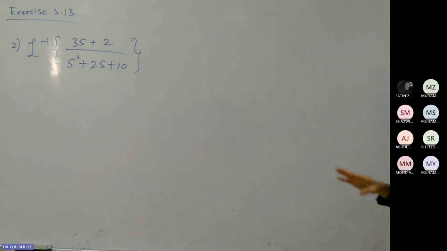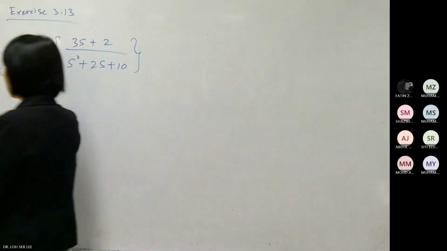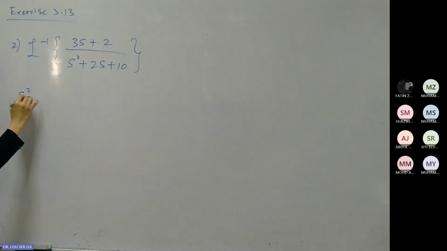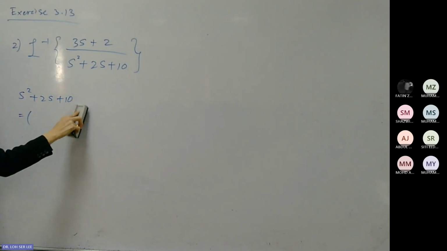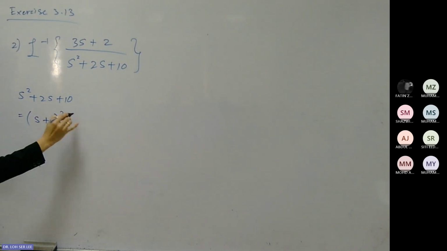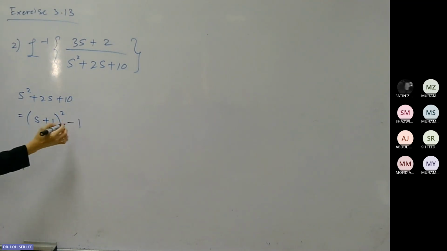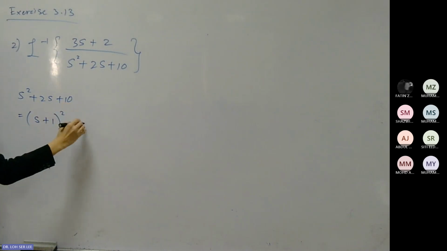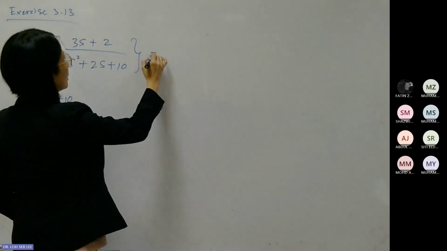So this one, we have to complete the square for s squared plus 2s plus 10. So what do you get here? s squared, we get s plus 2 here, plus 1, close the bracket, square, minus 1. Square of 1 is 1. Then plus 10. So you get (s plus 1) squared plus 9. Substitute this back into here.